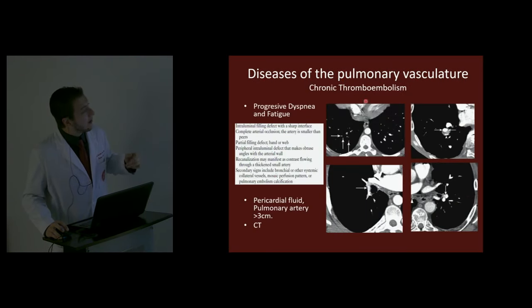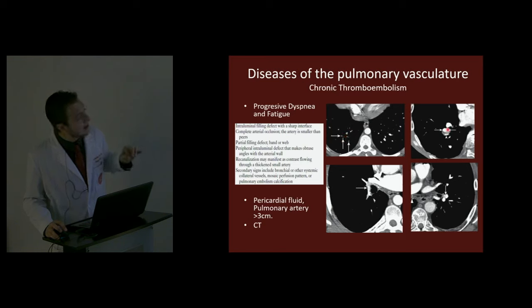We talk about chronic thromboembolism. We have to understand the clinical presentation: it's progressive dyspnea. On the other hand, unlike acute pulmonary thromboembolism, where you have a filling defect that enlarges the artery, in this case we have a filling defect that encloses and makes the artery smaller. The angles made with the arterial lumen are obtuse.